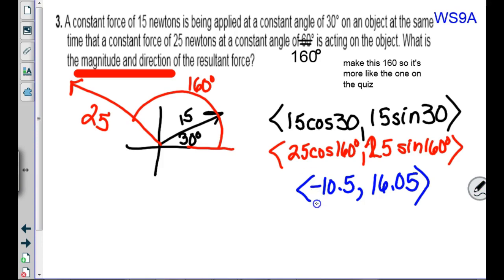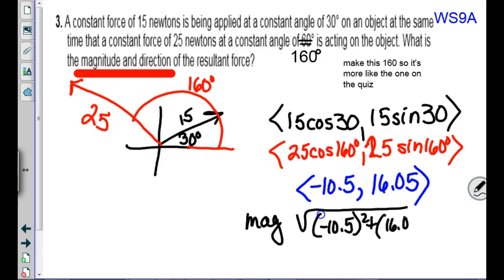We need magnitude and direction now. Magnitude is easy. We just do what? Pythagorean theorem. Either leave the negative off, though, or put parentheses. Around 19.2, anybody? Okay, that's the newtons that it's going to end up being because they were kind of canceling each other out. Does that make sense? They were working against each other. But we need to figure out the angle.